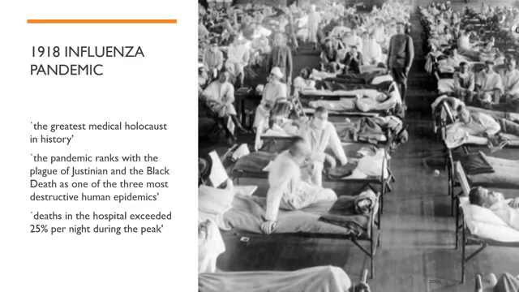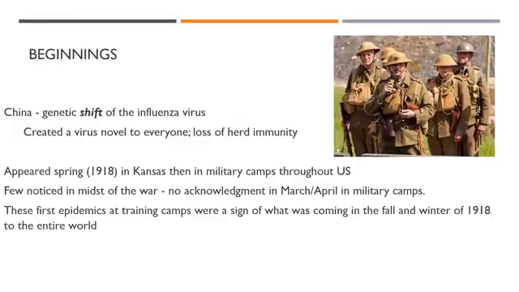So, some comments about it from people and physicians and journals. The greatest medical holocaust in history. The pandemic ranks with the plague of Justinian and the Black Death as one of the three most destructive human epidemics. Deaths in the hospital exceeded 25% per night during the peak. Not a good thing. So how did it start?